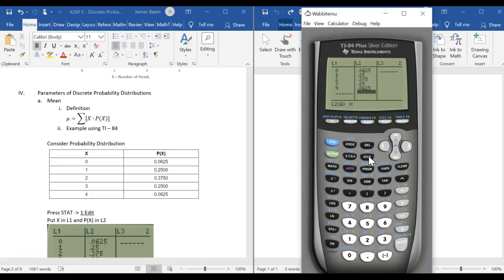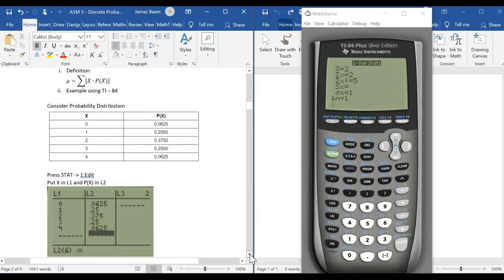All right, we go back to the main screen. We go stat calc, there we go, one variable statistics, and we're going to do it on list 1. The frequency now is list 2, so you have to make sure you plug that in there. We calculate, and it tells me that the mean of this probability distribution is 2.